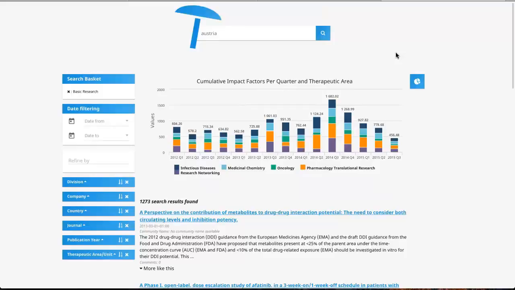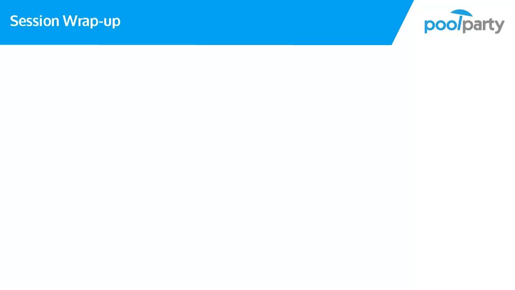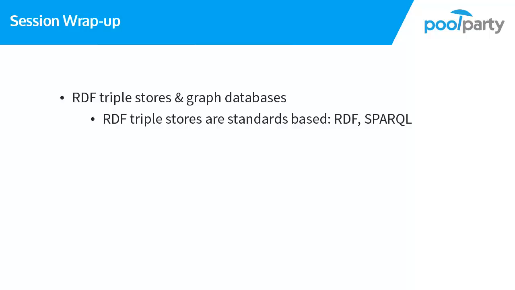Let's recap what we have heard in this session. We have talked about RDF triple stores and graph databases. We heard that graph databases are a category of data storage technologies that use graph data structures. There are different kinds of graph databases that come with different feature sets. RDF triple stores are one type of graph database that is standards-based. All RDF triple stores support the standard RDF data model, SPARQL as a standard query language, and many support reasoning based on RDF data.